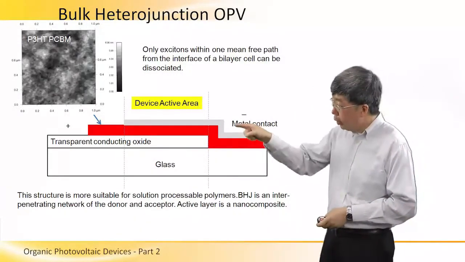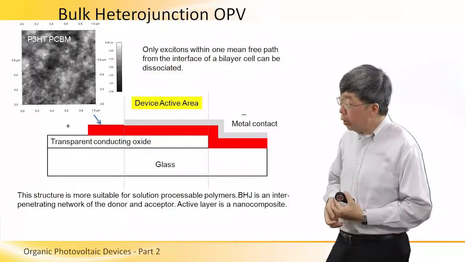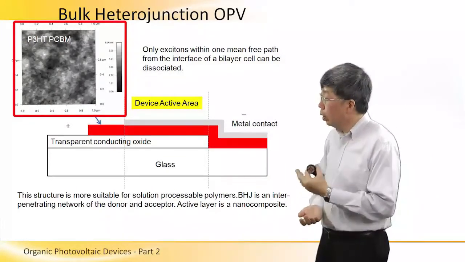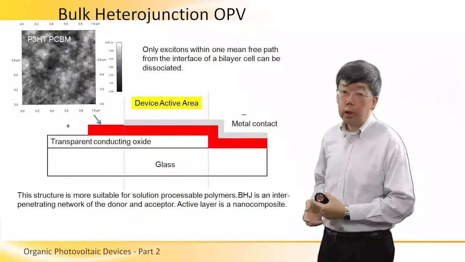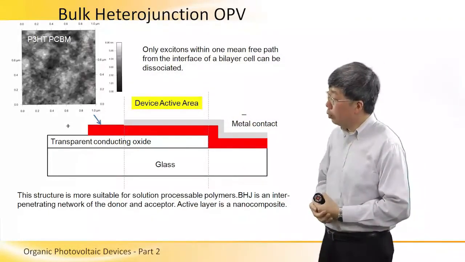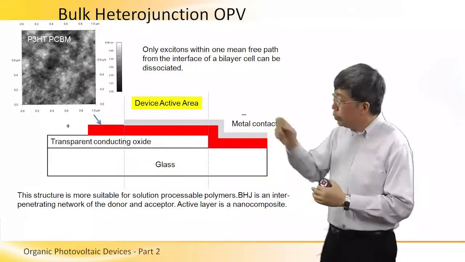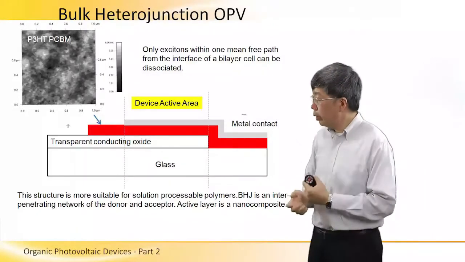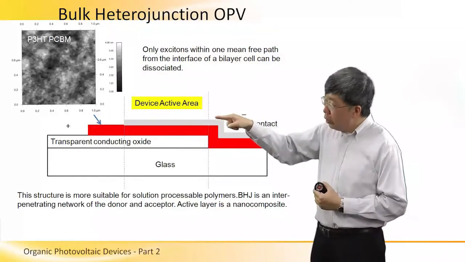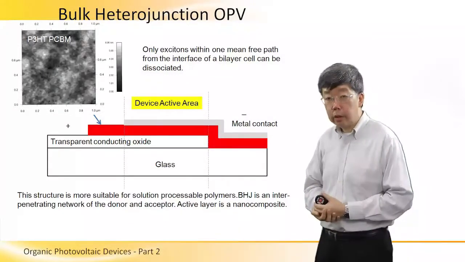So because of this, the active layer, the absorber layer in this structure is actually what's called a nanocomposite. And we have an experimental image of this kind of bulk heterojunction on the top left. This is what is called an atomic force microscope, AFM image. And the two components are P3HT and PCBM. The difference in contrast in this image is due to the interpenetrating network of the P3HT donor and the PCBM acceptor. And the PV effect is taking place at the interface between the two components.